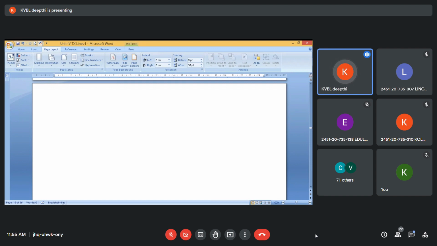So we are still in this unit 4. We are still left with loading of lines. Then we have Campbell's equation.